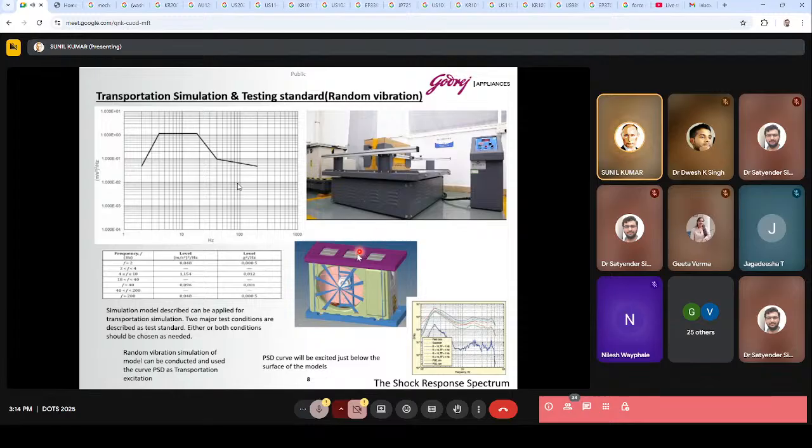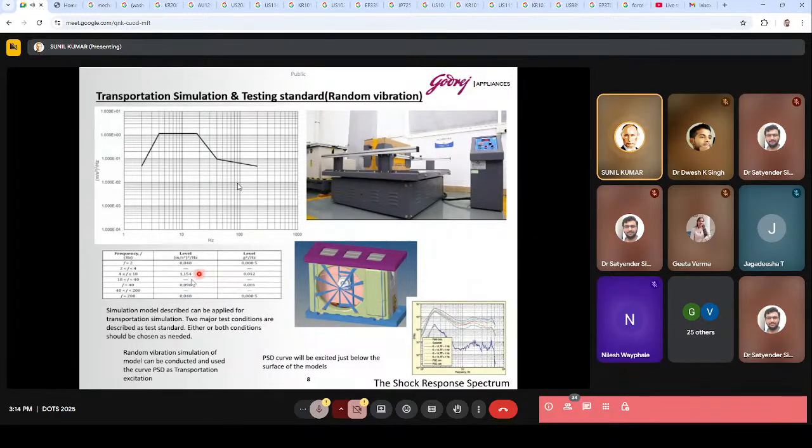The upper body is the EPS. This is expanded polystyrene, what we call thermocol, which you use in packing. So we have to analyze the impact on the structure during the transportation simulation. This is the power spectral density curve. This is given as a standard value. We use this value in the simulation, and we try to extract which component of the unit, maybe a refrigerator or washing machine, is impacted a lot.